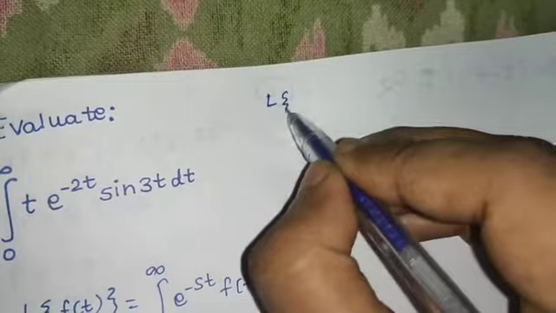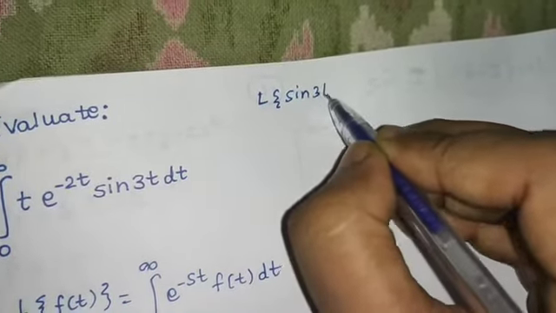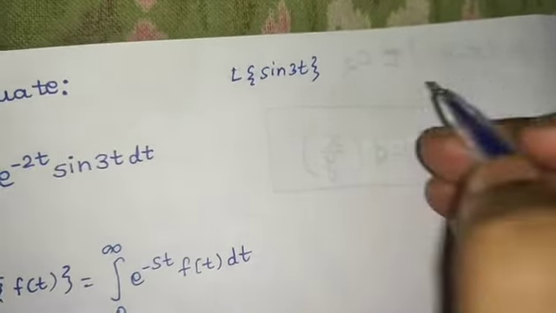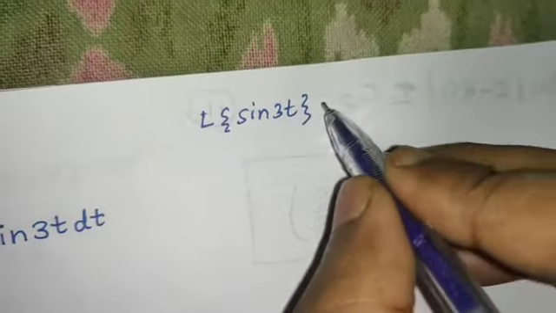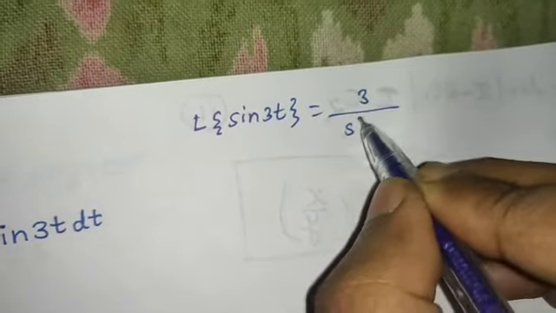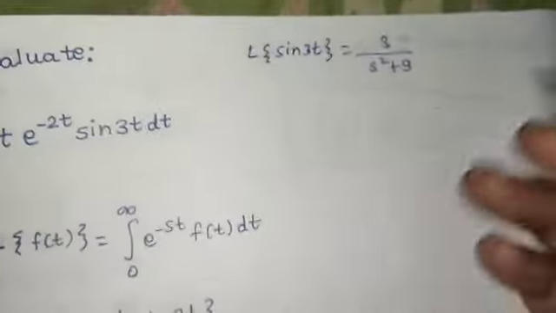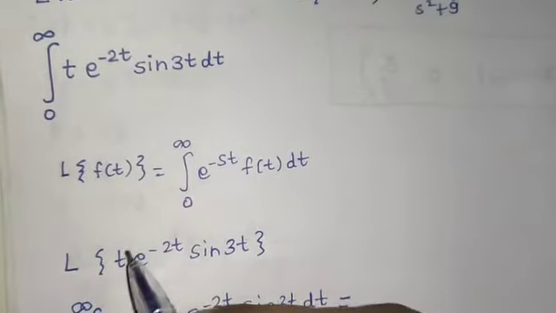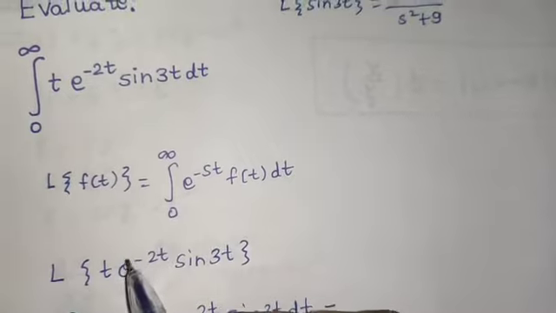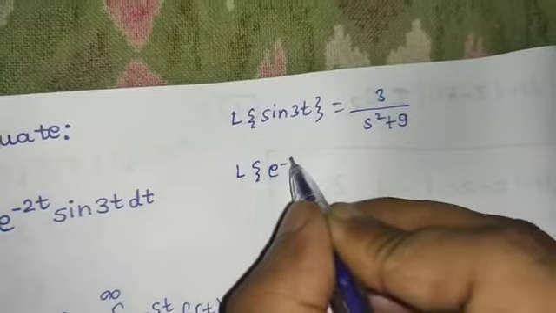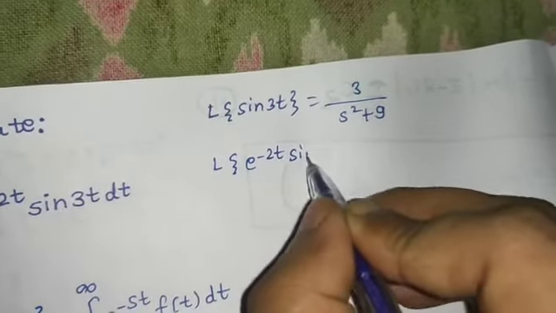First of all you will find Laplace of sin 3t. We will go step by step. We know Laplace of sin at is a divided by s^2 plus a^2. So Laplace of sin 3t will be 3 divided by s^2 plus 3^2, which is 9. Now we'll move a step ahead. First shift. Now we'll find Laplace of e^(-2t) sin 3t.